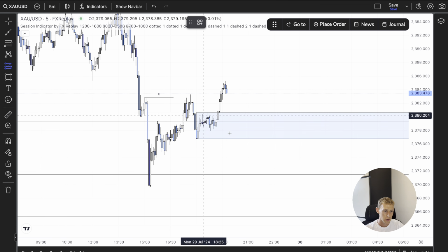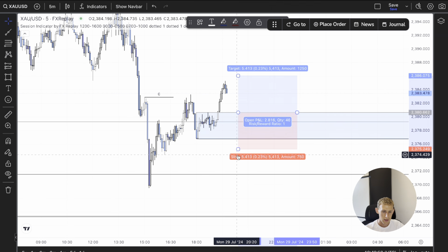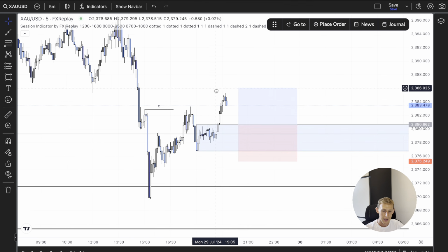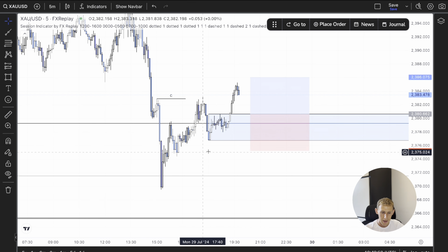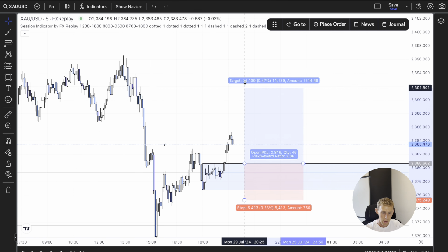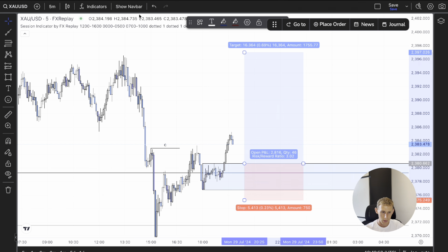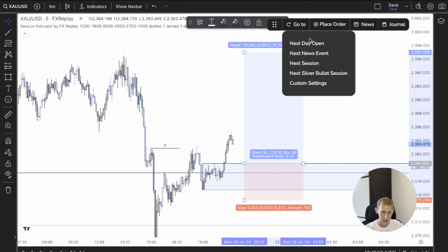Now, if we wait for a retracement into this area, stops, I'm going to position it just slightly below the demand in case price sweeps the demand, but if it comes any lower than this, I don't really want to be involved anymore. So we'll set this limit and we'll see how it goes.